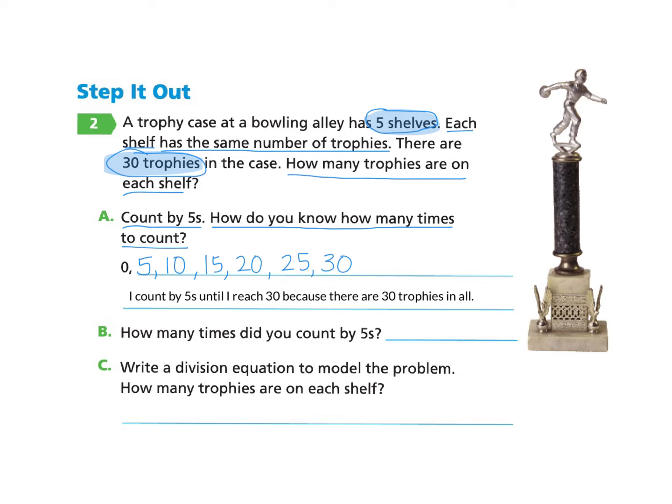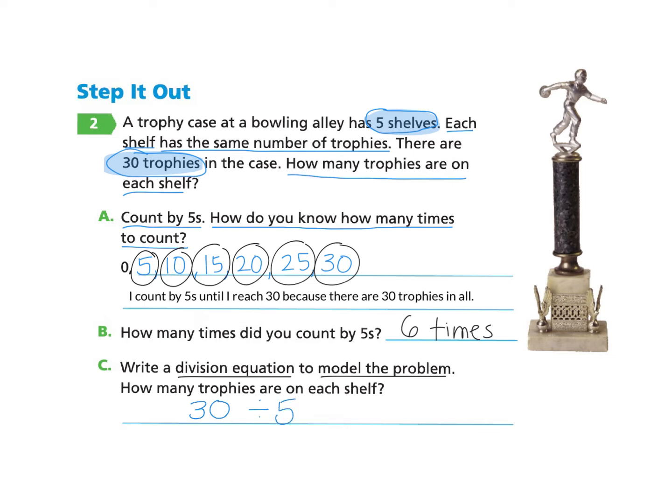Again, you can pause and try this on your own and come back to check your answer. And you will find that we counted 1, 2, 3, 4, 5, 6. So we counted 6 times. Part C, write a division equation to model the problem. In our division problem, we would say that there were 30 trophies, and we divided those 30 trophies by the 5 shelves. So our answer is 6, meaning there are 6 trophies on each shelf. So we can complete the word problem. There are 6 trophies on each shelf.